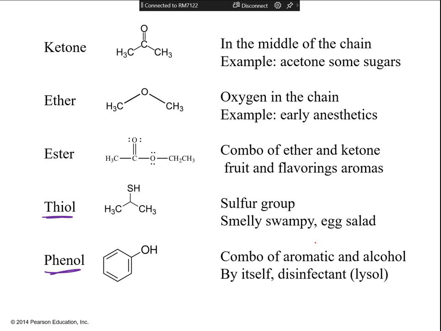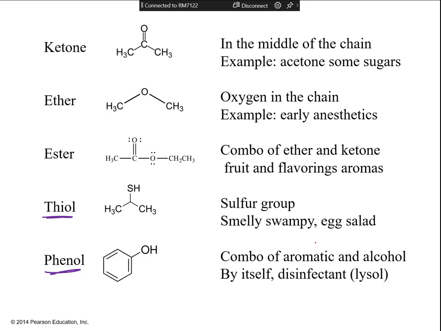Lysol contains phenol. Disinfectants are really not meant to be put on the body. Disinfectants are to sterilize or clean, to get rid of microbes on inanimate objects, like cleaning the floors or the bathroom with Lysol. If you get it on your hands for long periods of time, it is irritating. Now you use antiseptics. An antiseptic still has an antimicrobial effect, but it's not quite as harsh to living tissues as phenol is. So then the last three, ketones, ethers, and esters, these all contain oxygen, okay?